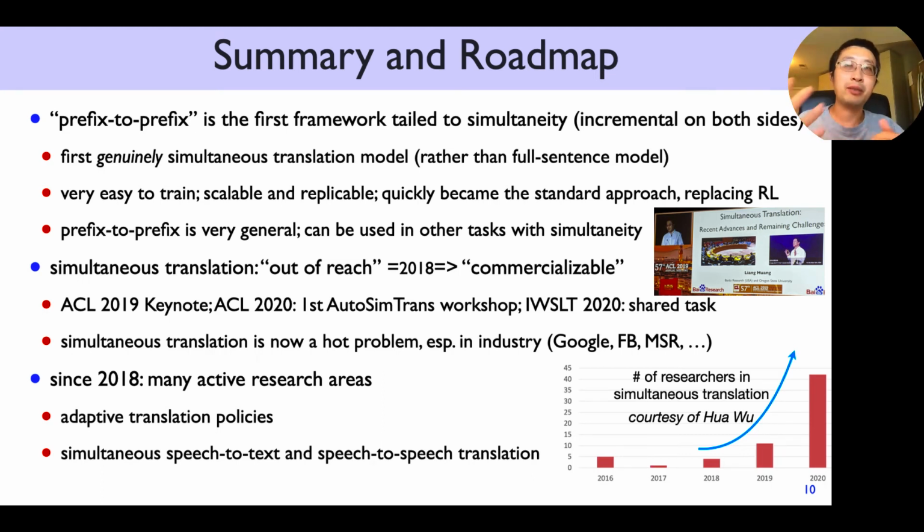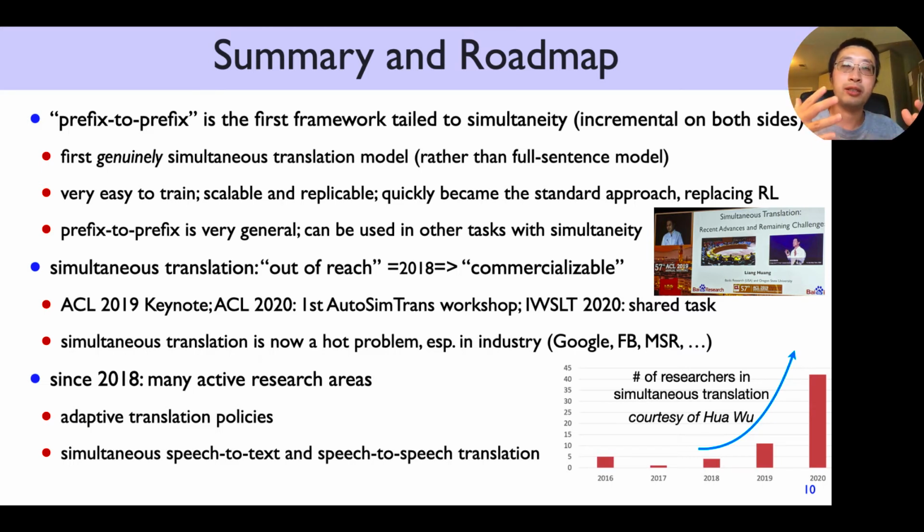The prefix to prefix framework that we proposed is the first such framework that is tailored to simultaneity, and is a very good fit for simultaneous translation, which is incremental on both sides. It deviates from sequence to sequence, and it's a fundamentally new model. Even though the change looks very small, it's actually philosophically quite different. And the result of training in such a way is the first genuinely simultaneous translation model, rather than using a full sentence translation model as in all previous work.